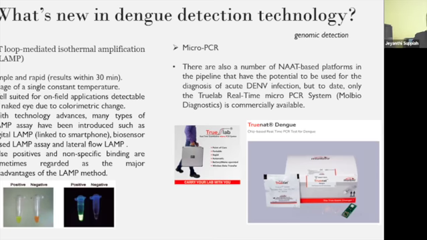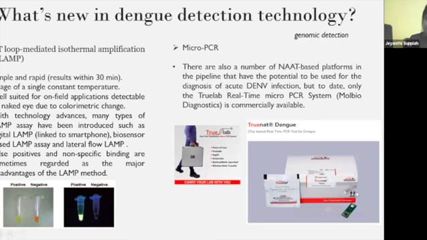Another advantage, technology advances in dengue detection, is the micro PCR. So quite interesting, where micro PCR allows the usage of a portable PCR system that can be used to detect dengue. There are also a number of NAAT-based platforms in the pipeline that have potentially been used for diagnosis, but today, only the TrueLab real-time micro PCR system is commercially available.